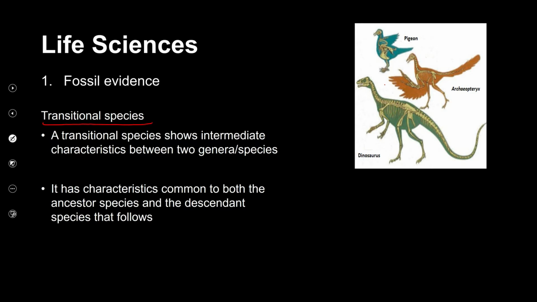Now, we've mentioned it in previous lessons, and we also mentioned it just a bit earlier, and we spoke about what a transitional species is. And here we see a transitional species basically shows intermediate characteristics. So in other words, it's kind of the middle between two other genera or species. Okay, so they show intermediate characteristics.